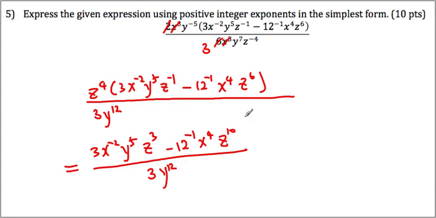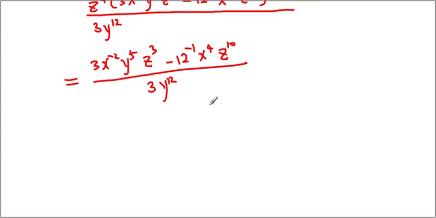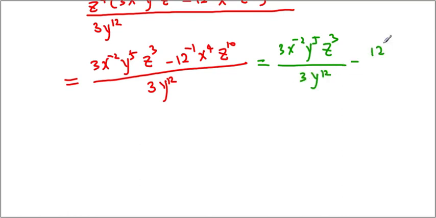So here I have two ways to go about it. Since the concept is simplification, I can make this one into two different fractions. If I do that, it actually looks much nicer. Then we get 3 x to the negative 2, y to the 5th power, z to the 3rd power, all over 3 y to the 12th power, minus 12 to the negative 1 power, x to the 4th, z to the 10th, all over 3 y to the 12th.